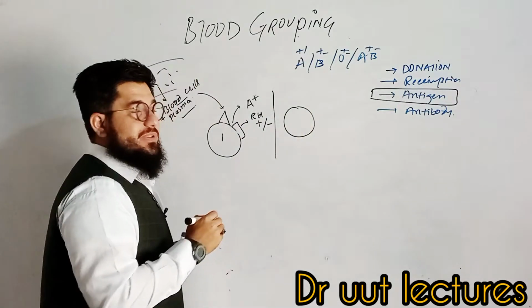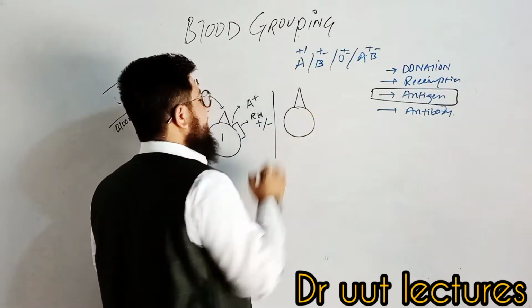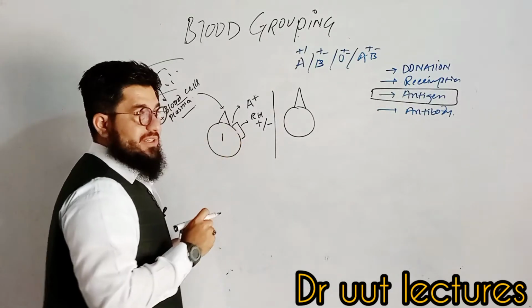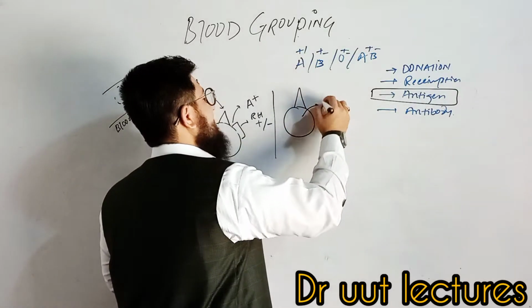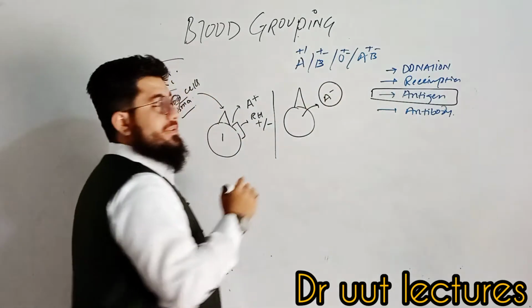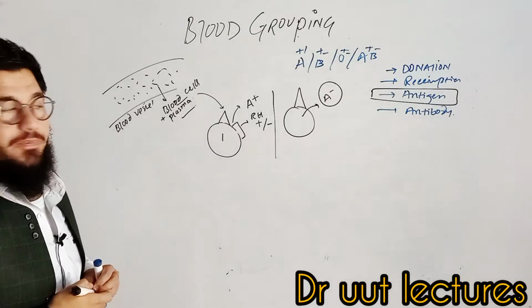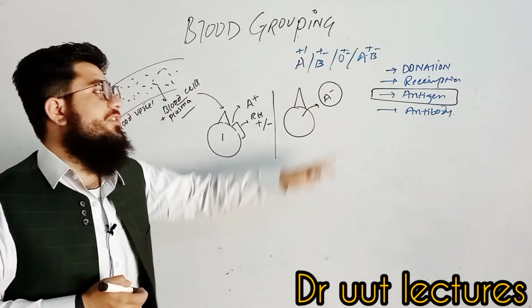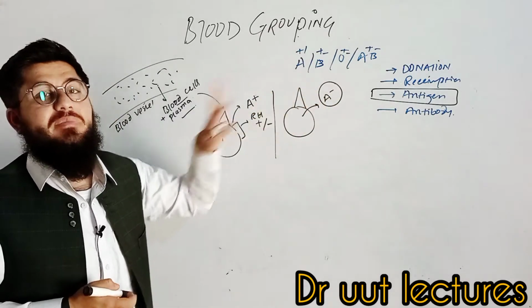Here is now the next person having this type of the blood group and having no RH factor. So then this will be called as what? Simple, A negative blood group person. A person having blood group A negative. Got it? So here is RH factor, here is no RH factor. If there is no RH factor, then that person is having A negative blood group.